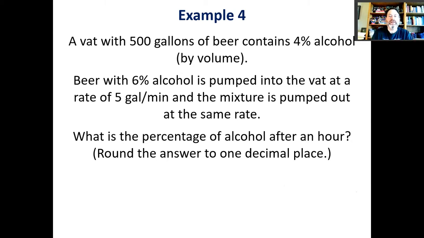So you have 500 gallons of beer, and there's 4% alcohol by volume. And then beer with 6% alcohol is pumped into the vat at a rate of 5 gallons per minute, and the mixture is pumped out at the same rate. What is the percentage of alcohol after 1 hour?